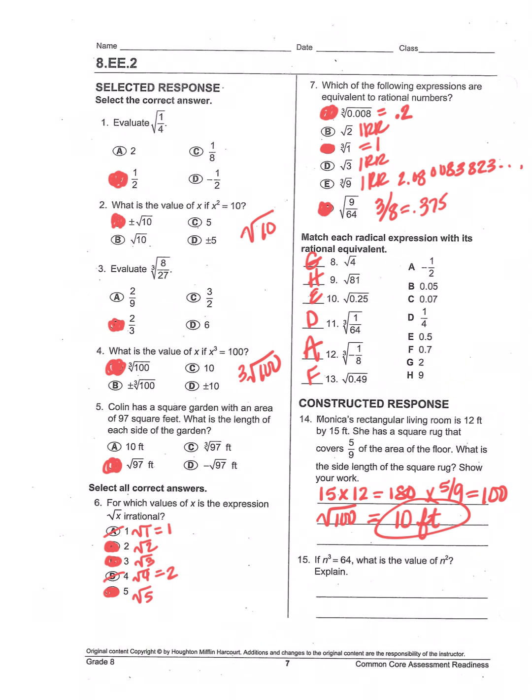And the last one, 15, is if n cubed equals 64, what's the value of n squared? Well, to find n, you do the cube root of 64, which is 4. And then to find n squared, you just say 4 squared, and that gives you 16. And that is your answer.